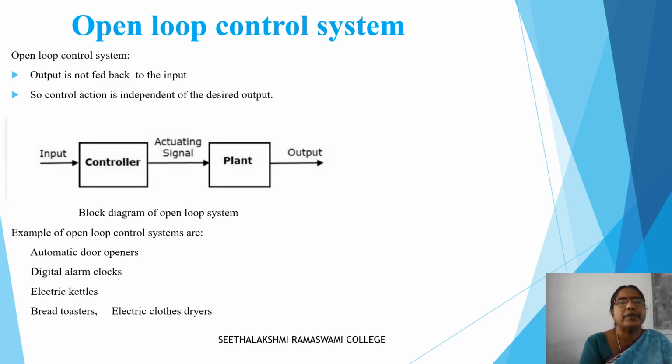Next one, we discuss the open loop control system. In open loop control system, the output is not fed back to the input. The block diagram of the open loop control system is shown in figure. The control action is independent of the desired output. Examples of the open loop control system are automatic door openers, digital alarm clocks, electric kettles, bread toasters, and electric clothes dryers.